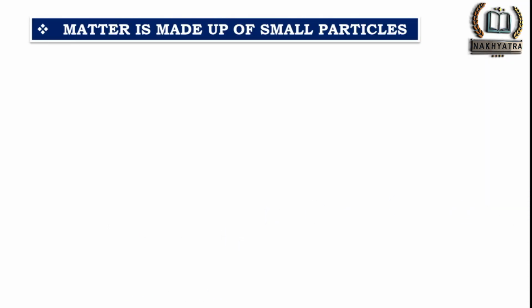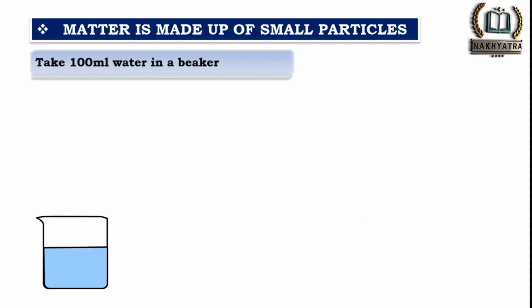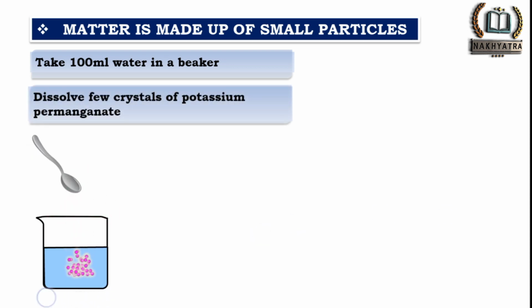Matter is made up of small particles. This is the first property of matter. Take 100 ml of water in a beaker. After that, dissolve a few crystals of potassium permanganate in this 100 ml of water.